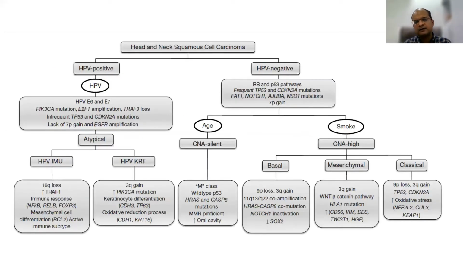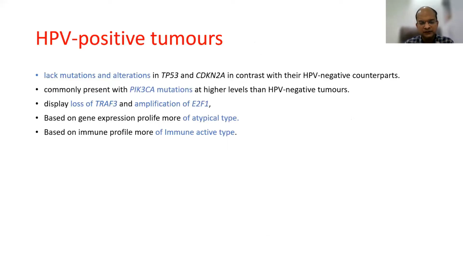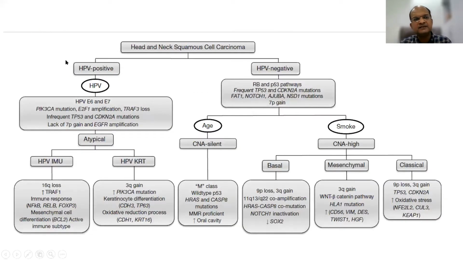This is a broad category of classification of head and neck squamous cell carcinoma. In this classification, apart from morphology, etiology like aging and smoking, and immune profile, everything has been incorporated. We'll see one by one in a little more detail. First is the HPV positive tumor. If we see, the first category is HPV positive tumor and HPV negative.